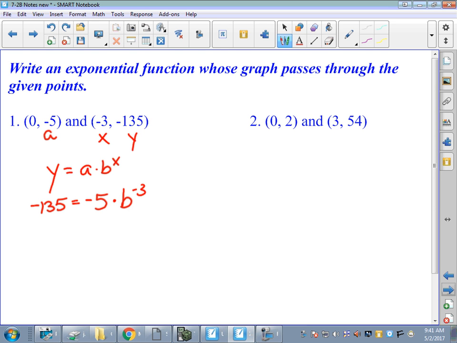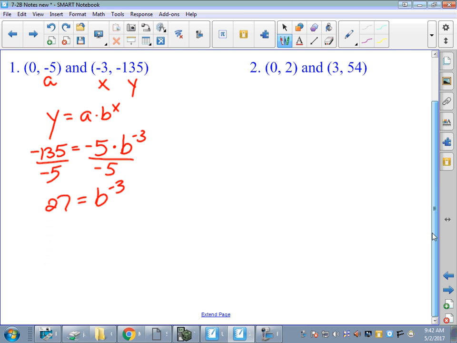So now using inverse operations, I'm going to take care of the -5 first to get b by itself. So I'm going to divide -135 by -5. We end up with 27, and it's positive because it was a negative divided by a negative. And so this gives me b to the -3rd power. Now what we want to do is make that a positive 3. So if I flip the one side, that will allow me to flip that to a positive 3. So if I take the inverse of 1/27th, that will make this a positive 3.